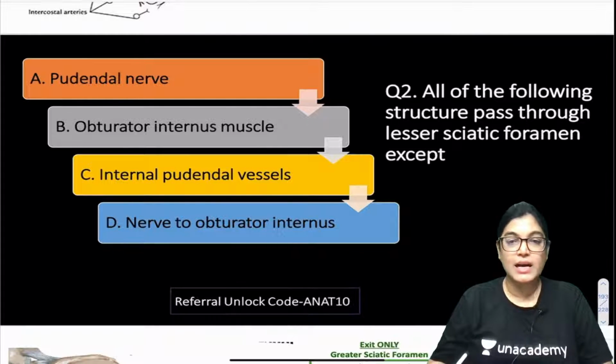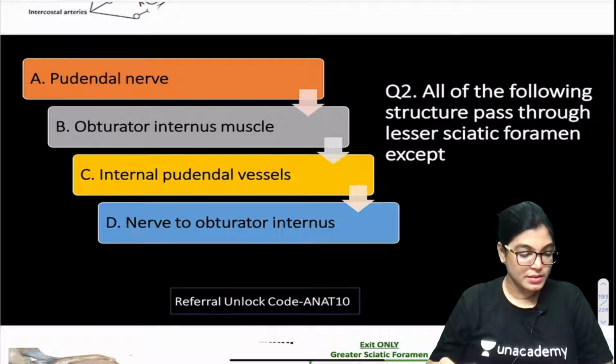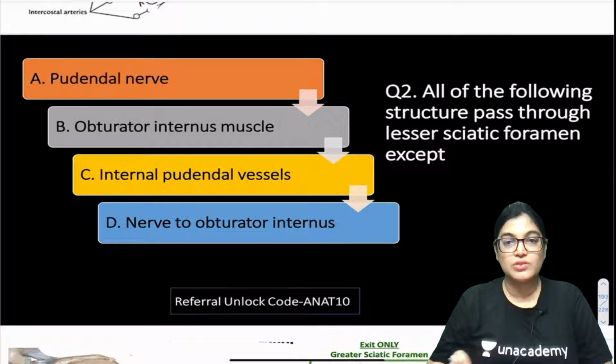So it's okay Acharya, it's okay. Just mark the correct answer. Question number two. All of the following structures pass through the lesser sciatic foramen except.